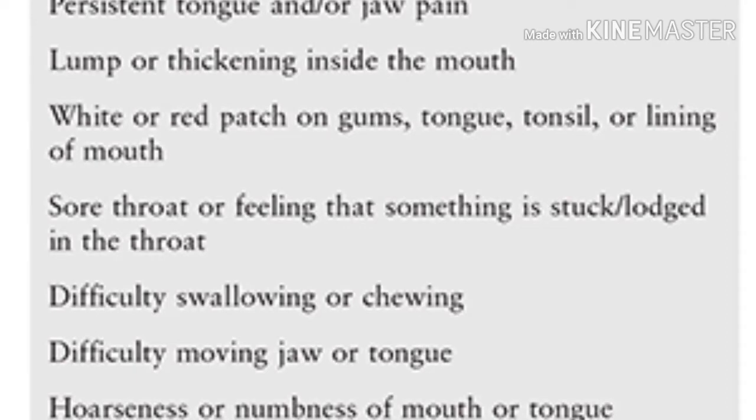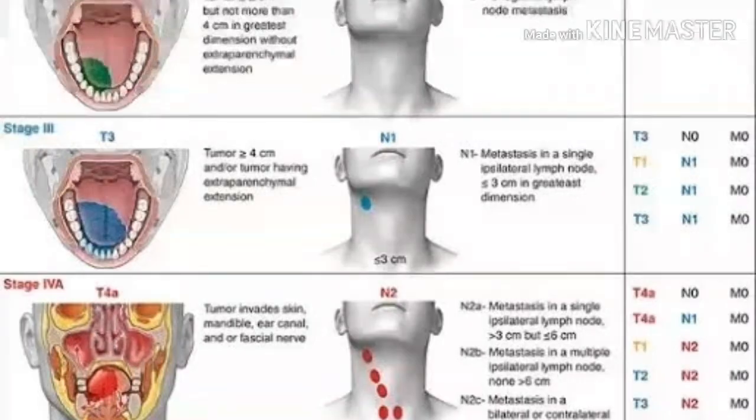On examination, there is a 1.5 by 1.5 cm ulcer in the right lateral margin of the tongue. The margin is everted, the base is indurated, and the floor of the ulcer is covered by necrotic slough. Movement of the tongue is normal, the ulcer is not adherent to the mandible, and the cervical lymph nodes are not palpable. So tell me, what is your diagnosis?